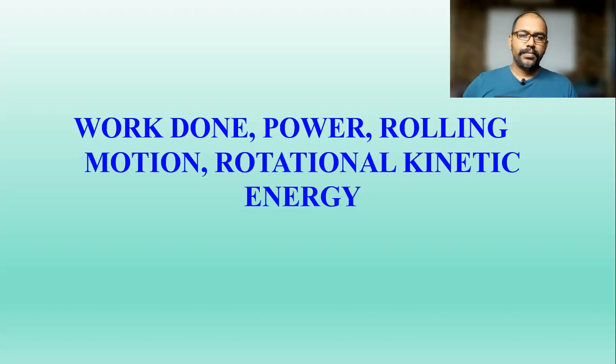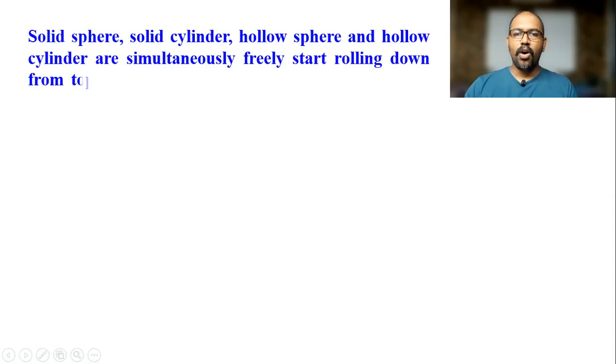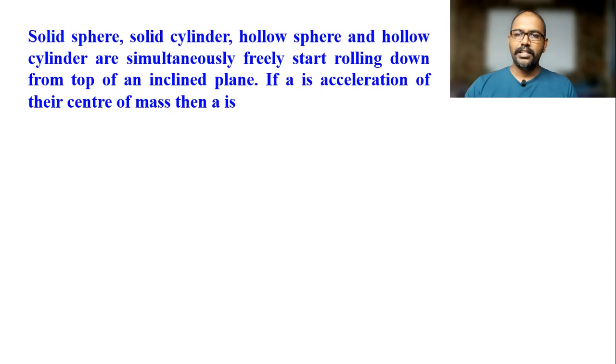Now we start. MCQs based on the topics work done, power, rolling motion, and rotational kinetic energy from chapter number 1, rotational dynamics. Here is MCQ number 1. A solid sphere, solid cylinder, hollow sphere and hollow cylinder simultaneously start freely rolling down from the top of an inclined plane. If a is the acceleration of their center of mass, then a is.